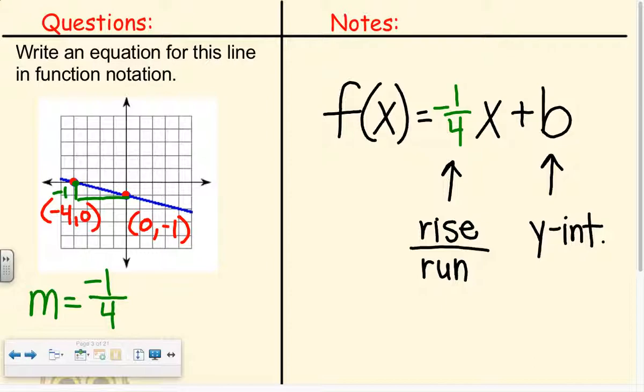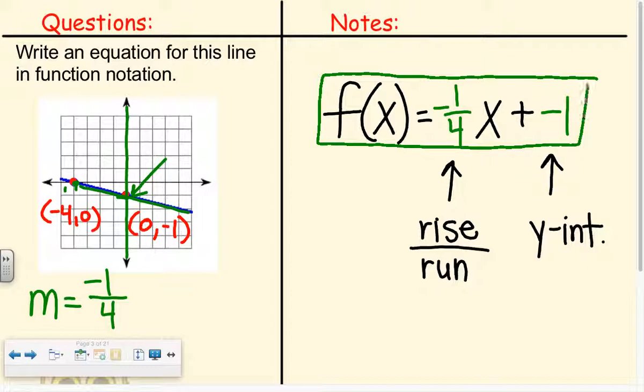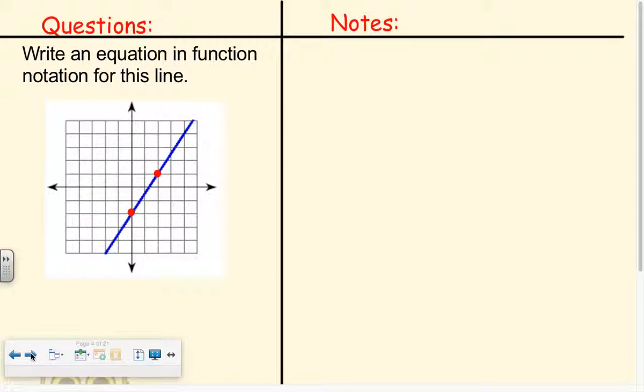Then I'm going to look at where my blue line intersects the y-axis. Here's the y-axis, here's my blue line. They intersect right there at negative 1. So my b is negative 1. So f of x equals negative 1/4 x plus a negative 1.